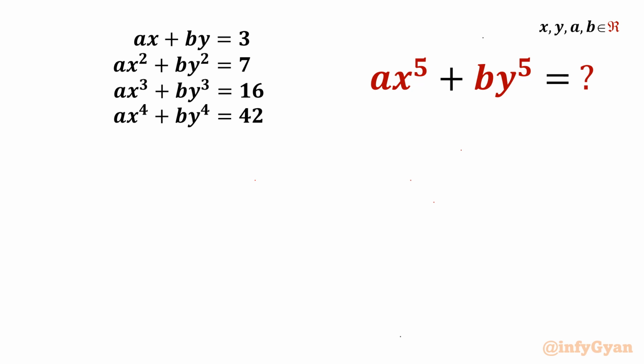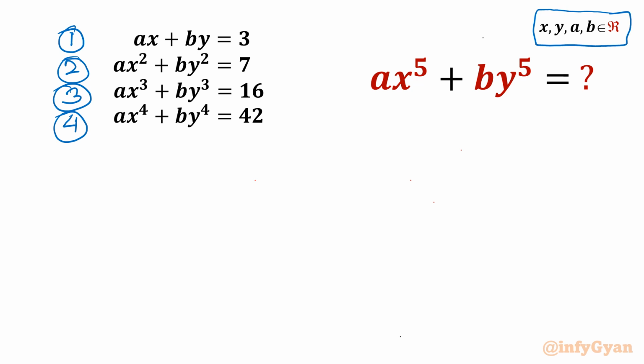Today in this video, we are going to take up an Ecuador Math Olympiad challenge from system of equations. We have to evaluate the expression ax^5 + by^5 if the equations are given: ax + by = 3, ax^2 + by^2 = 7, ax^3 + by^3 = 16, and the last equation ax^4 + by^4 = 42. And a, b, x, y are real numbers.